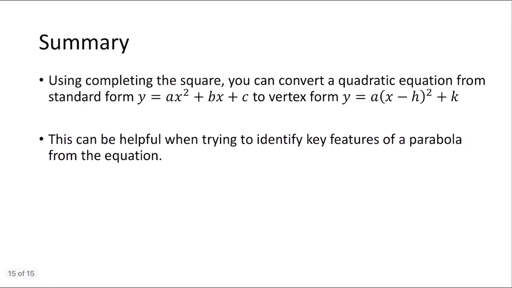So remember, using completing the square, you can convert a quadratic equation from standard form, which is y equals ax squared plus bx plus c, to vertex form, which is y equals a times (x minus h) squared plus k. This can be helpful when you're trying to identify the key features of a parabola from the equation.